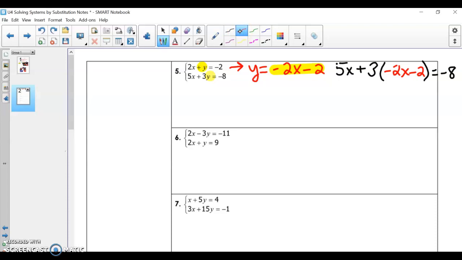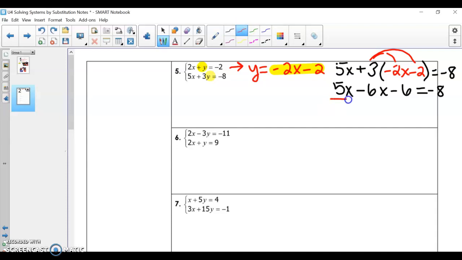So don't forget, if you have parentheses, you want to distribute, okay? So that's going to turn into 5x is going to stay the same right now. 3 times -2 is going to give you -6, and then just bring down your x. And then you have 3 times -2 again. So again, just -6 this time. And then equals -8. All right, so we distributed. Now we need to combine like terms.